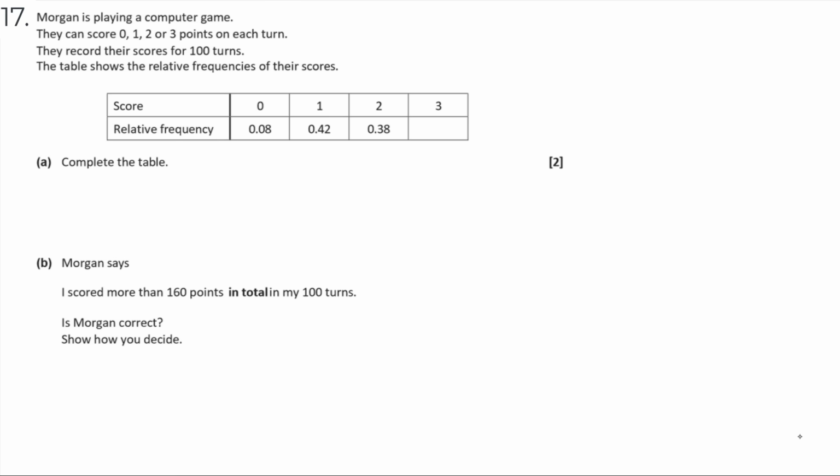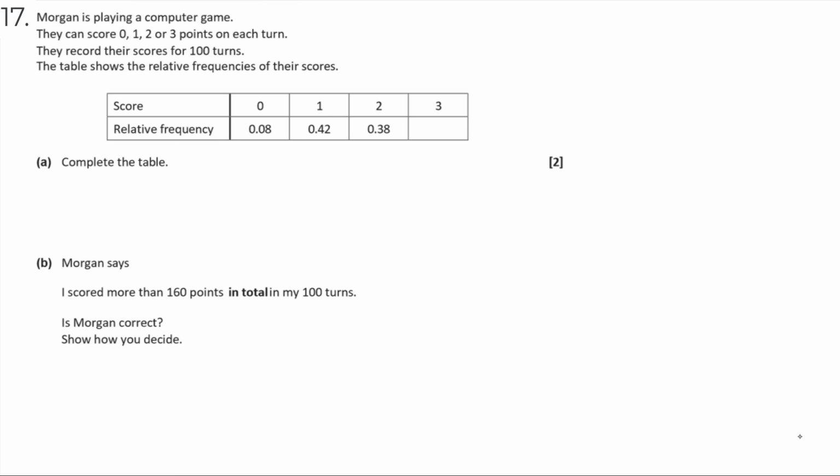Question 6. Morgan is playing a computer game. They can score 0, 1, 2 or 3 points on each turn. They record their scores for 100 turns. The table shows the relative frequency of their scores. So we've got the relative frequency of 0, 1 and 2, but 3 is missing and part A says complete the table.